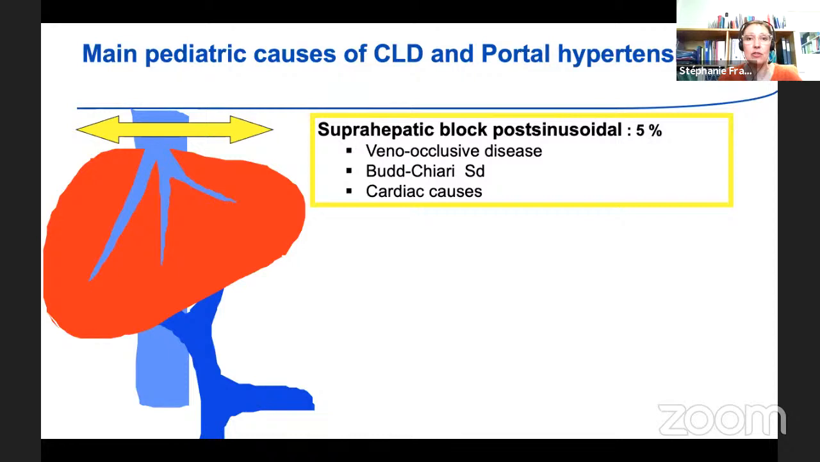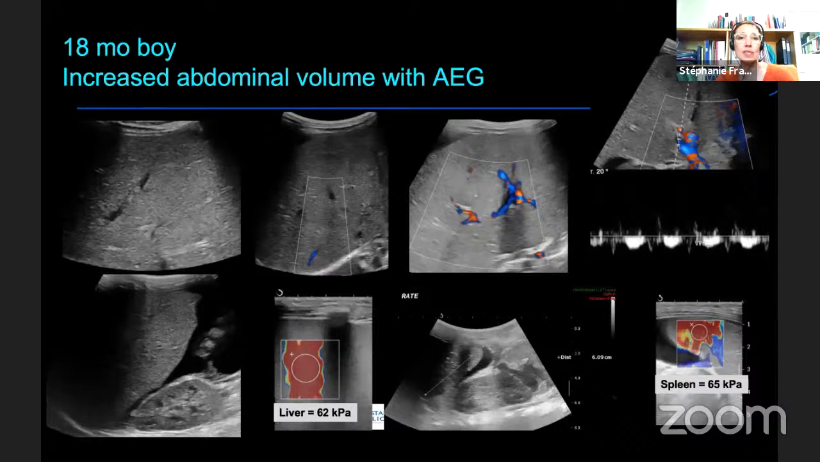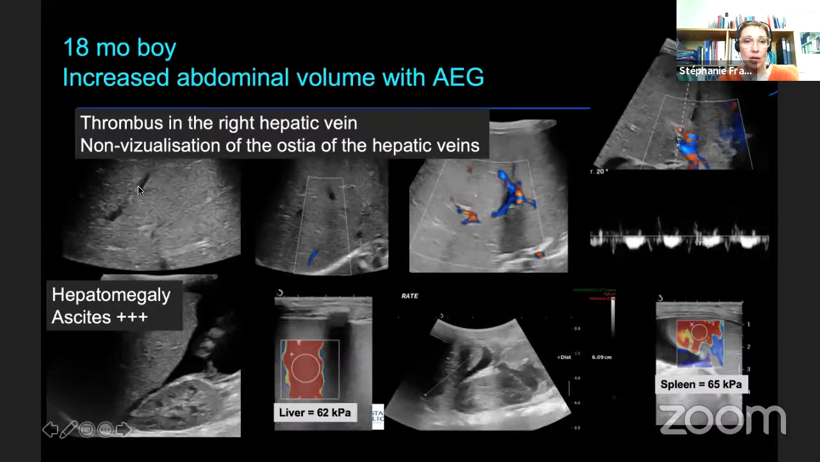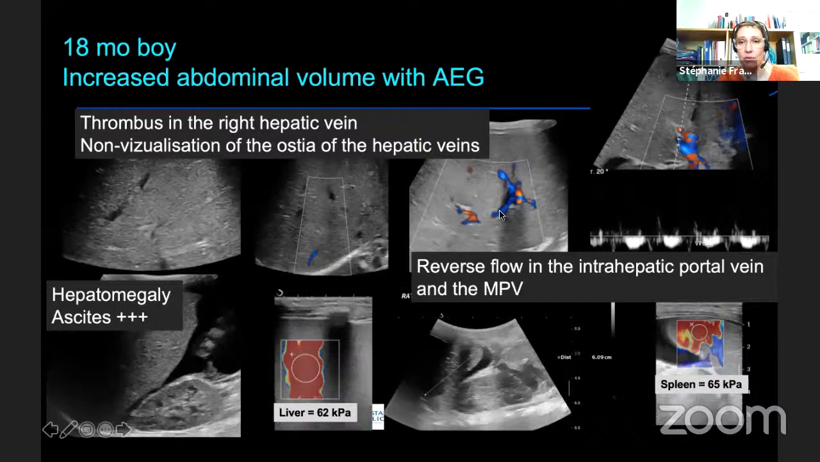Let's see two examples. This boy was 18 months old and he had increased abdominal volume at diagnosis. You can see that there is a hepatomegaly with large ascites. There is a clot here in the portal vein. We can't see the ostia of the hepatic veins, and there is a reverse flow in the main portal vein and the intrahepatic vein. So there are obvious signs of portal hypertension with obstruction of the hepatic veins. And the elastography shows very increased levels of liver and spleen stiffness. It should be less than 7 for the liver and less than 20 for the spleen.